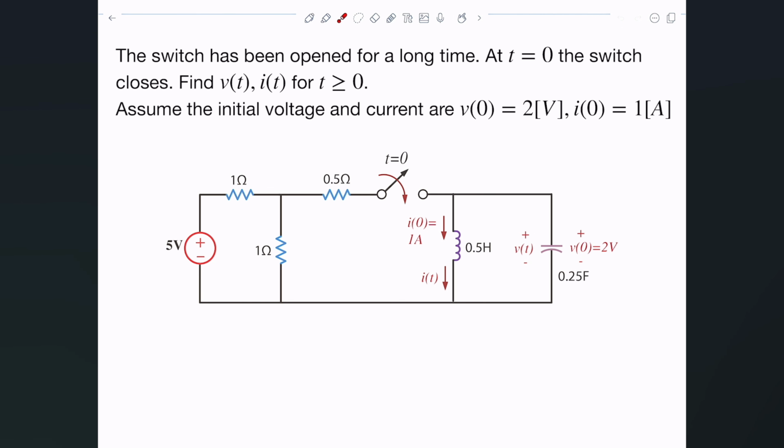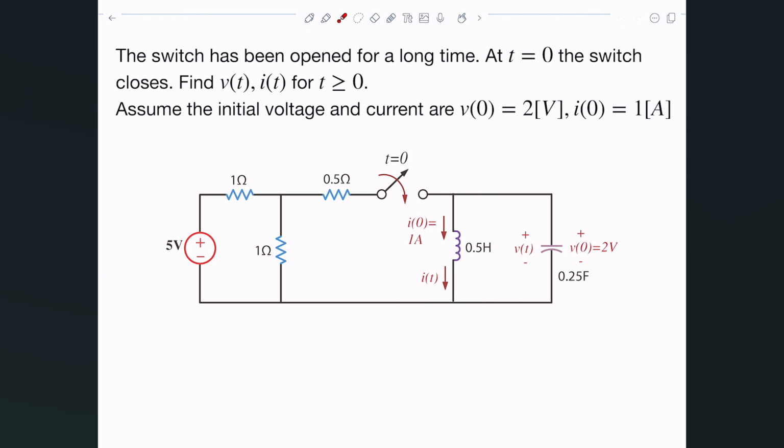And we're also given that before switching, the voltage across that capacitor was 2 volts. Basically, the initial condition across the capacitor was 2 volts, and the initial current flowing through the inductor happened to be 1 amp. Okay, so we do not have to compute them. And we're asked to compute the I of t and V of t.